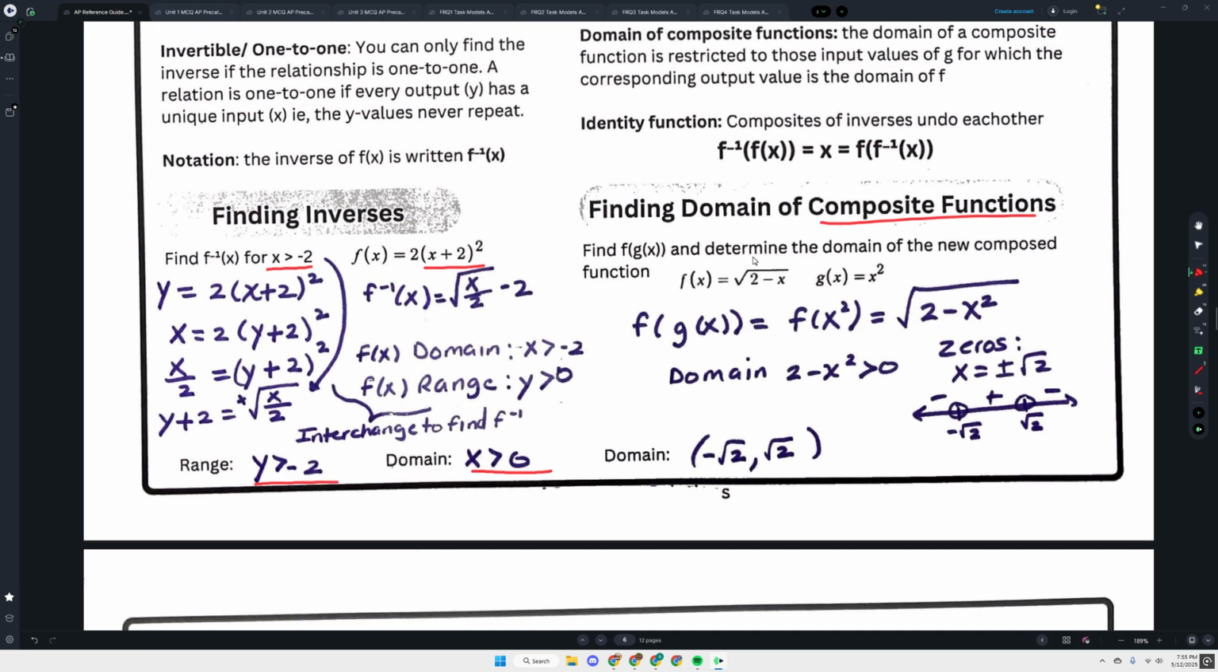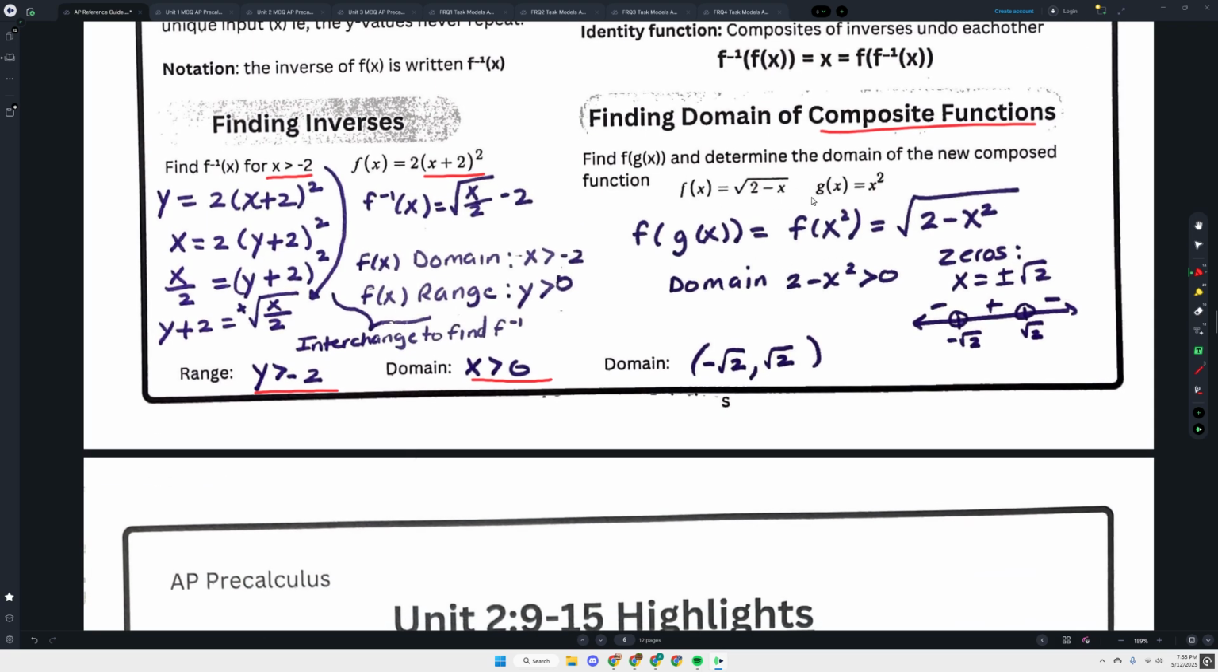Next, composite functions. Composite functions are the idea of just plugging a function into each other. So you may have to plug in g of x into f of x. So in this example, it plugs in it.